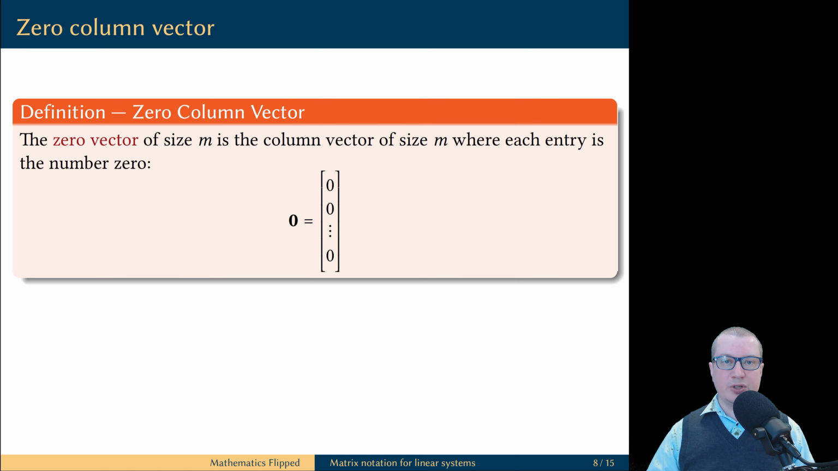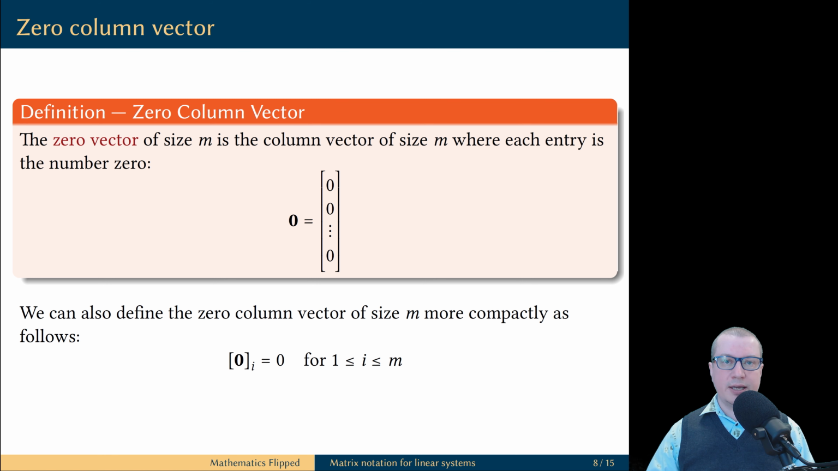Let's define a very special column vector, which is called the 0 vector. It is a column vector, all of whose entries are equal to 0. This is a visual definition of the 0 column vector, but we can also define it more compactly by saying that every entry of that vector is equal to 0.